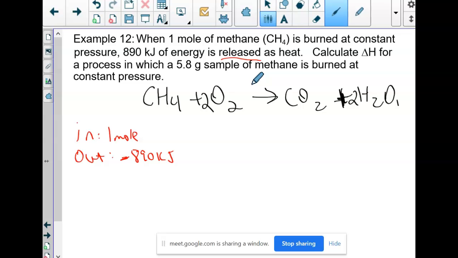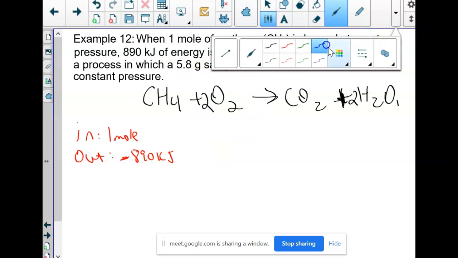Okay. So then it says calculate. All that is just the information we need. That's our relationship. If this had said 15 moles, I would have put 15 to that, and it would have been 15 at negative 890, or 890 to 15. It wants to know what is H when you have 5 grams of methane. So we're going to start with 5 grams of methane.